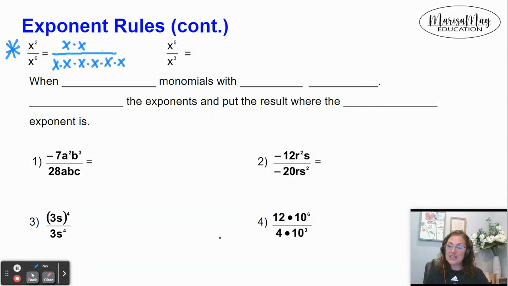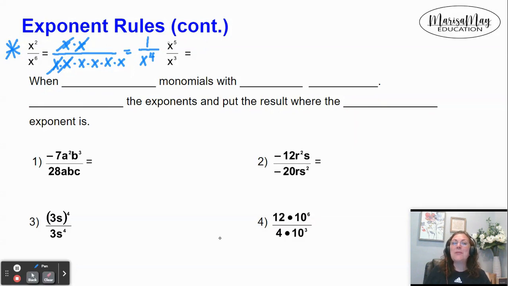Now, what I want you to see is that you can cancel 1 x from the top for 1 x on the bottom. So this x goes away if this x goes away. And this x goes away if this x goes away. Now, it may look like there's nothing left on the top, but you need a placeholder there. And the placeholder with division is a 1. And then look at the bottom. I've got 4 x's being multiplied together. That's x to the fourth. Now, this is my answer.